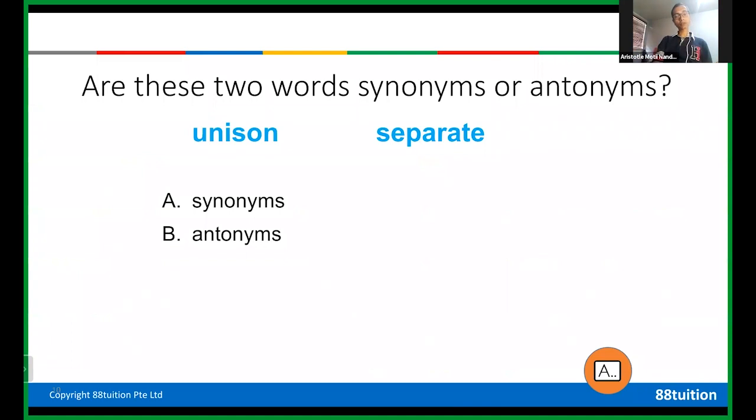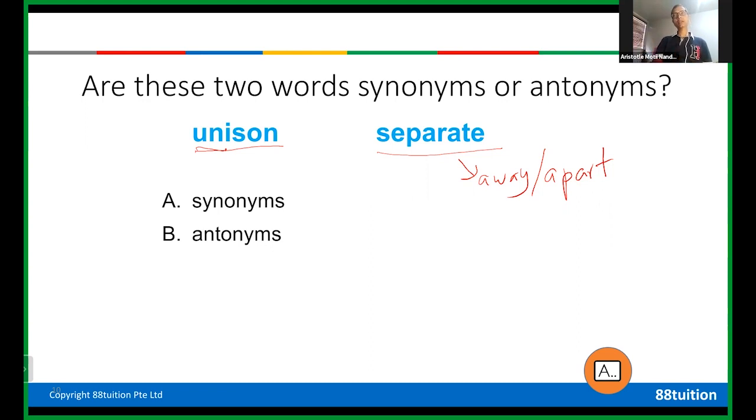Now let's look at another two words. Unison, that's the first word, and separate. Separate, we know, right? Sit separately means sit away from each other. Be away from, apart. And unison, the word uni means one. That means it's together, right? Like unity, unify, unison. So unison means together.